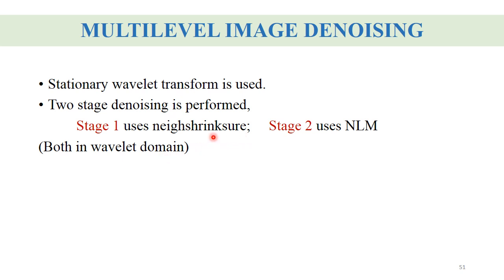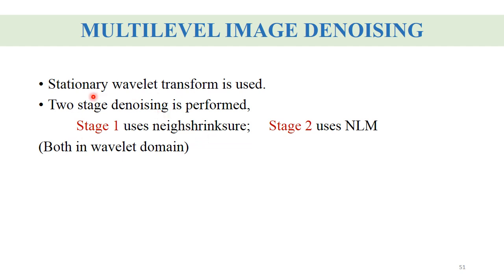NeighShrink basically belongs to the wavelet domain shrinkage techniques. Non-local means is basically a spatial domain technique, and that is being applied in the wavelet domain. Certain modifications are made to these methods in order to avoid over smoothing and to preserve the edges. So certain small changes have been applied, not something we can just go through directly.